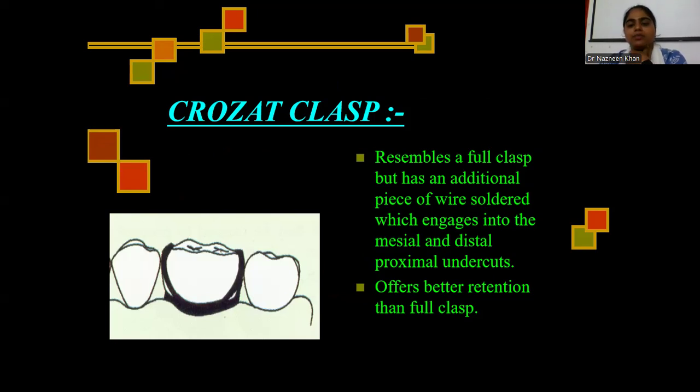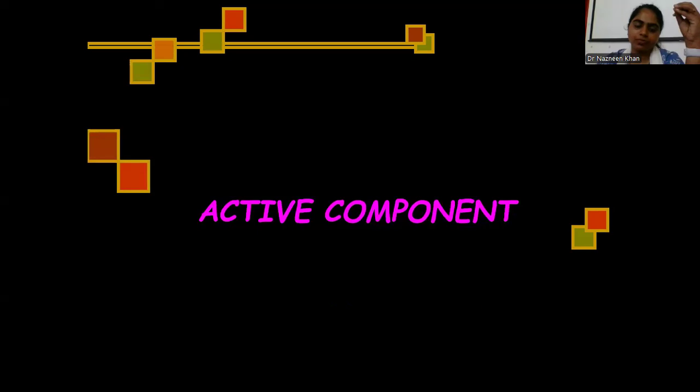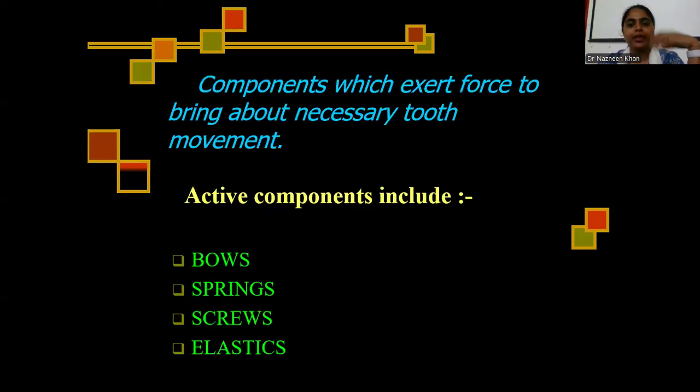It resembles a full clasp but has an additional piece of wire shoulder engaging into the mesial and distal proximal undercuts. It offers better retention than a full clasp. Now we are talking about the active component. The active components are: bow, spring, screw, elastic.